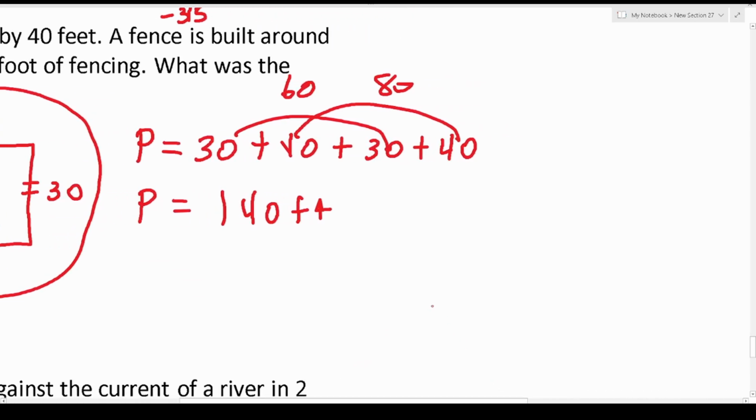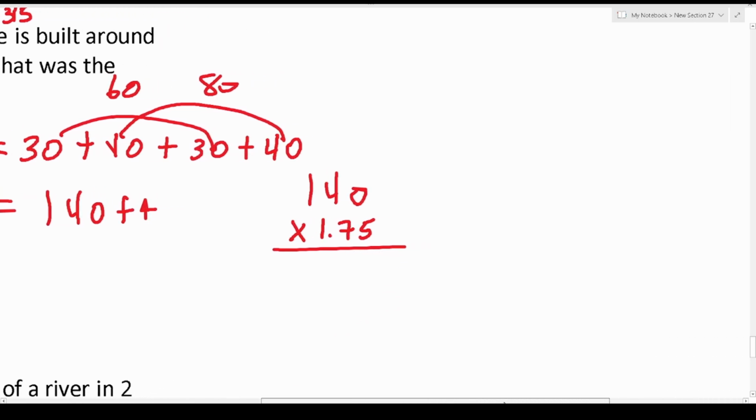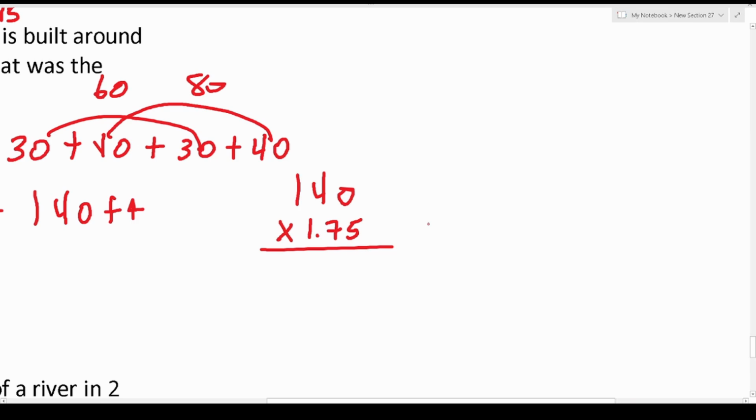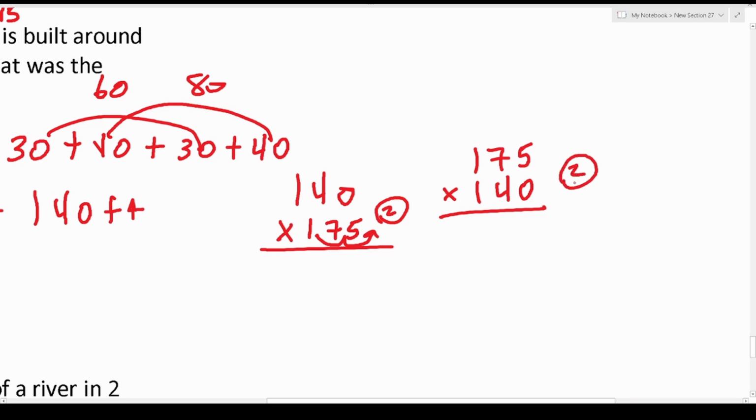So this is going to be 140 times the cost of fencing per foot, which is going to be 1.75 per foot. As you can see, we're multiplying a whole number by a decimal. To make this math a little bit easier, we're going to shift the decimal in 1.75 2 times to the right, and this becomes 175 times 140, albeit with 2 decimals to move back into the left at the end when we're done. So let's work this out.